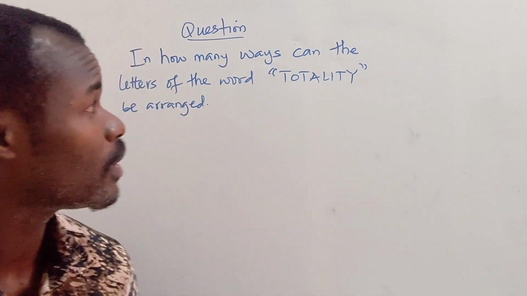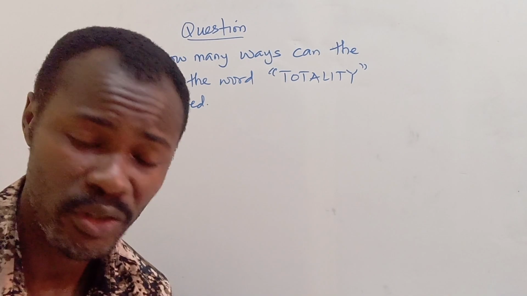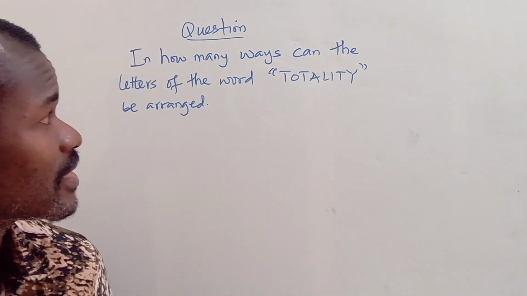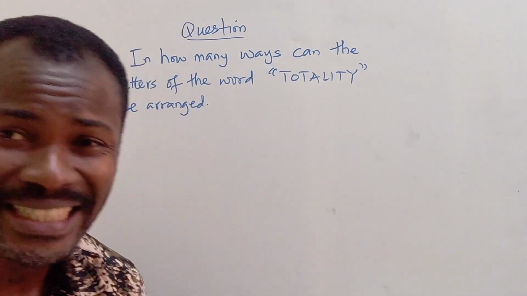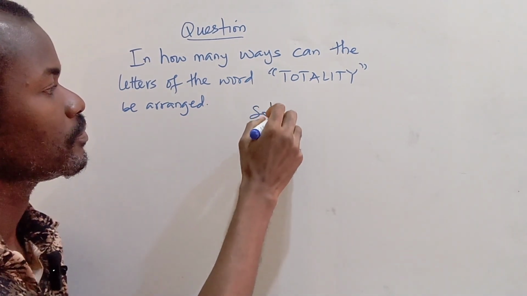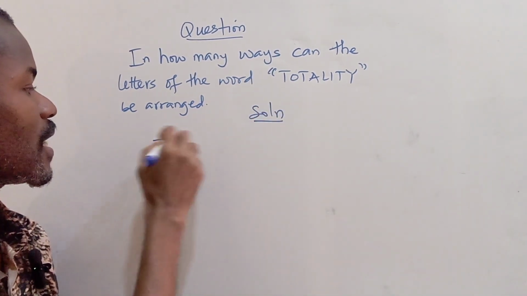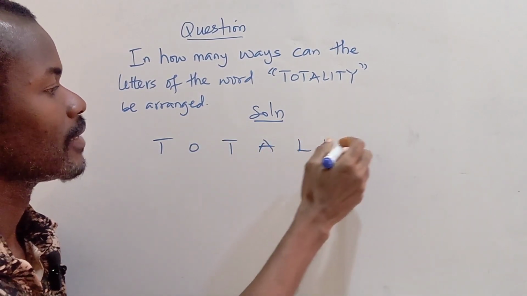So today we have a problem on the board. Actually, this problem is on permutation. The question says, in how many ways can the letters of the word totality be arranged? So for our solution to this problem, we want to bring out the letters of the word totality, like this.